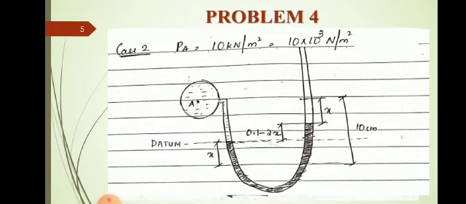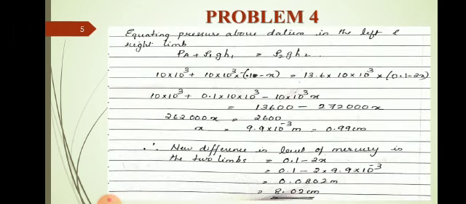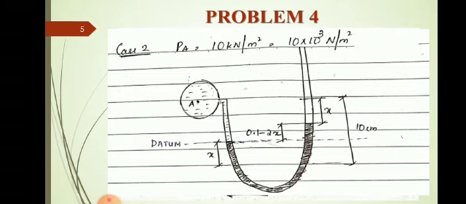So from the figure, what is x? x is this height, that is the amount by which the mercury level has fallen when the pressure is reduced to 10 kilonewton per meter square. So that is the x value, which you got as 0.99 centimeters. Now, actually, what are you asked to find out? You are asked to find out the new difference in mercury level. What is the difference in mercury level in the right and left limb?